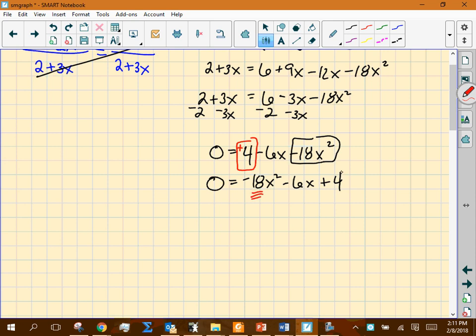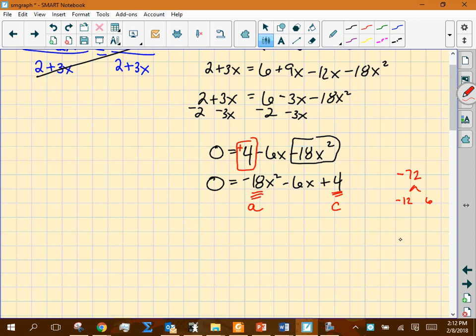We can't use the technique that says multiply to get 4 and add up to give me negative 6. But what we can do is look for 2 numbers that multiply together to give me negative 72. This is called the A times C method. That's A, and that's C. You multiply them together, so negative 18 times 4 gives you negative 72. Now I'm looking for 2 numbers that multiply to give me negative 72 and add to give me negative 6. I'll help you out: they're negative 12 and positive 6.